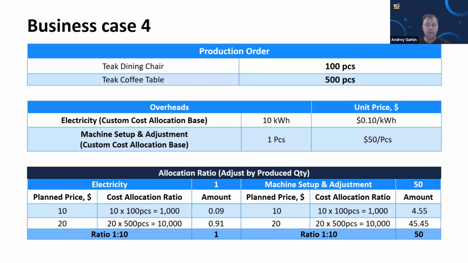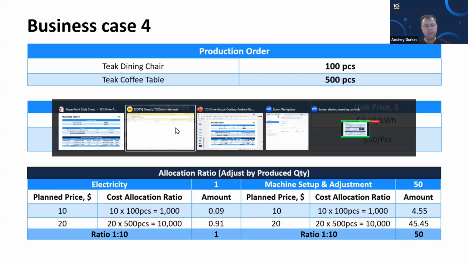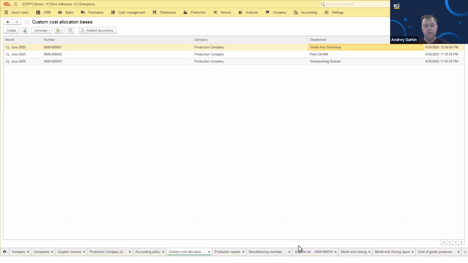But of course, because we have a very simplified version of maybe the real production, the allocation base does not differ so much from the same case without those quantities. But if you have a variety of different products with different quantities, etc., the difference will be very significant. But again, we can operate with both of the situations.